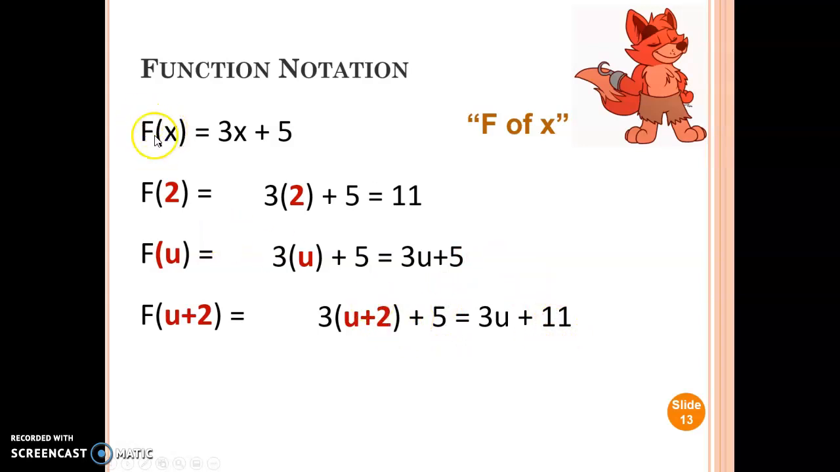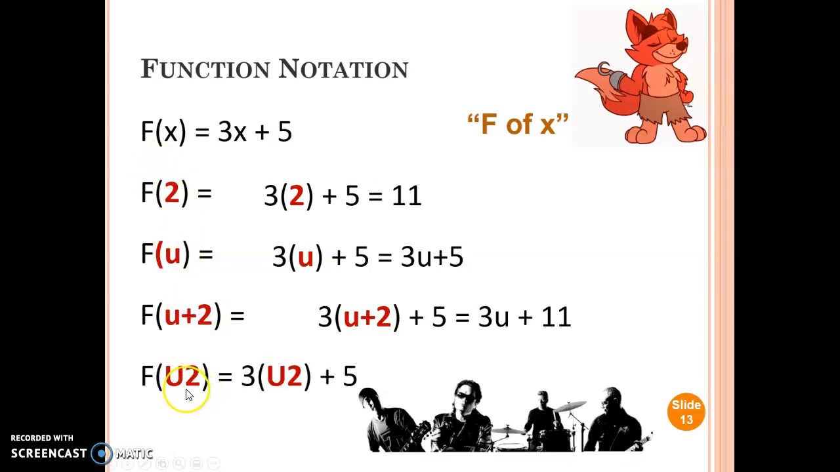Okay, so whatever you see inside the parentheses is what is our input. That's what we're putting into the formula. Okay, so you can put in numbers, you can put in letters, combinations. You could even put in your favorite band and put that in as well.